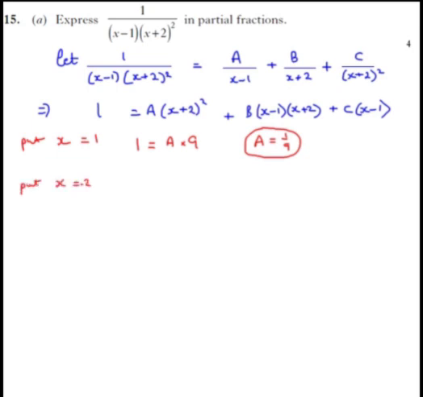If we now put x is equal to minus 2 into the equation, the left hand side will still be 1. The first term will disappear because it's negative 2 plus 2, which is 0. The second term, the B times (x minus 1)(x plus 2), will disappear, and the only term we'll have is the C times (minus 2 minus 1), which is minus 3C. So if minus 3C is equal to 1, C is equal to minus 1/3.